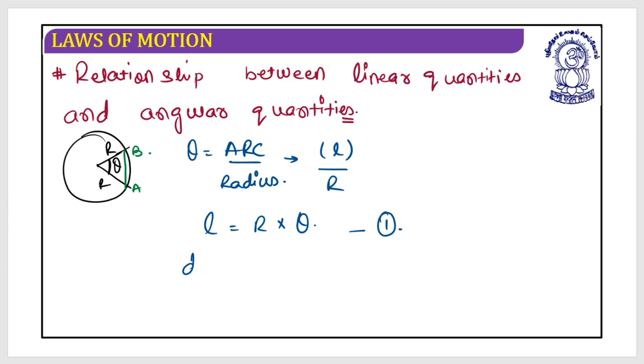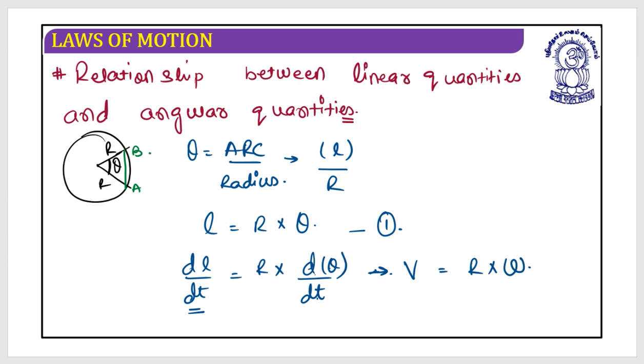Now let's differentiate this. It's R multiplied by d by dt of theta. So dl by dt, a length by time, we can write as velocity. This is equal to R into d theta by dt. The angular displacement divided by time we call omega. So V is equal to R omega. Very important relation, please do remember this: V is equal to R omega.